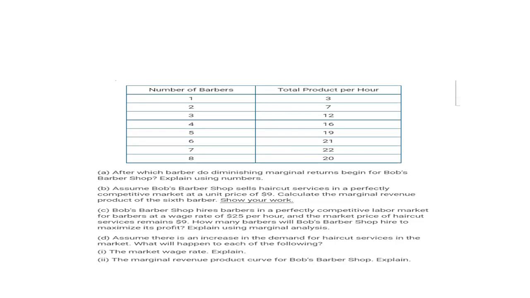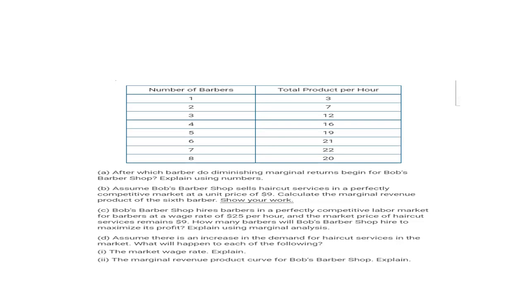So just remember to find the marginal product, it's just like 7 minus 3 for 4, 12 minus 7 is 5. So you go to 4. I think the key is after. Sometimes they say at, sometimes they say after. So after the third worker, we went down to 4.